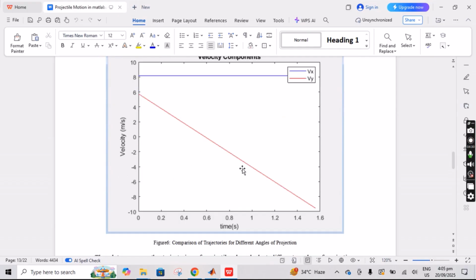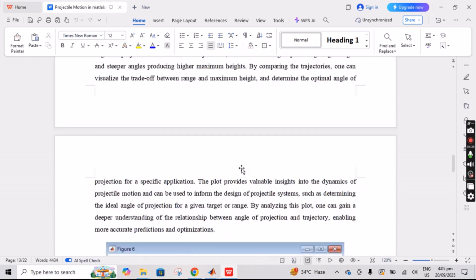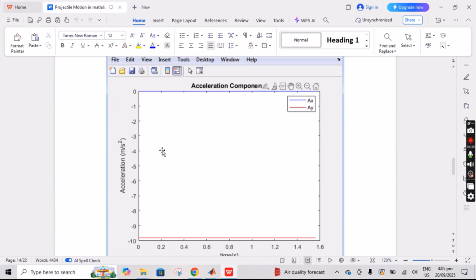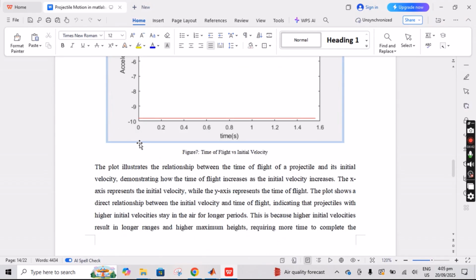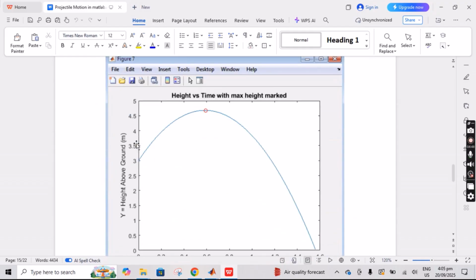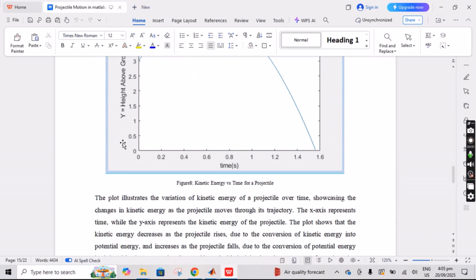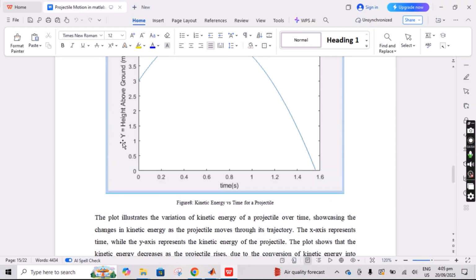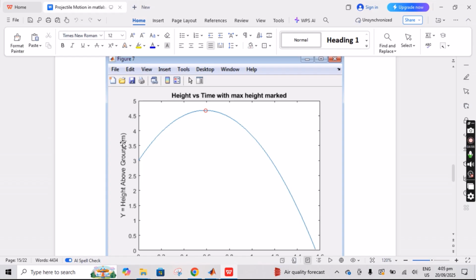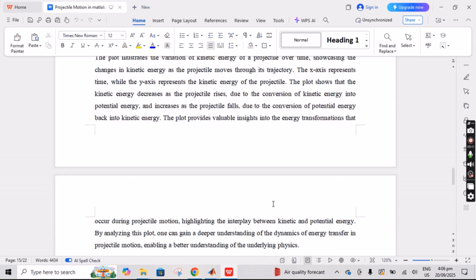Then the velocity components are added, along with a comparison of trajectories for four different angles of projection. This one shows the acceleration components, which give us the time of flight and the initial velocity. Height versus time with maximum height marks shows how energy shifts from one form to another: when the object moves horizontally, kinetic energy works, and when the object moves from high to low, potential energy is generated.